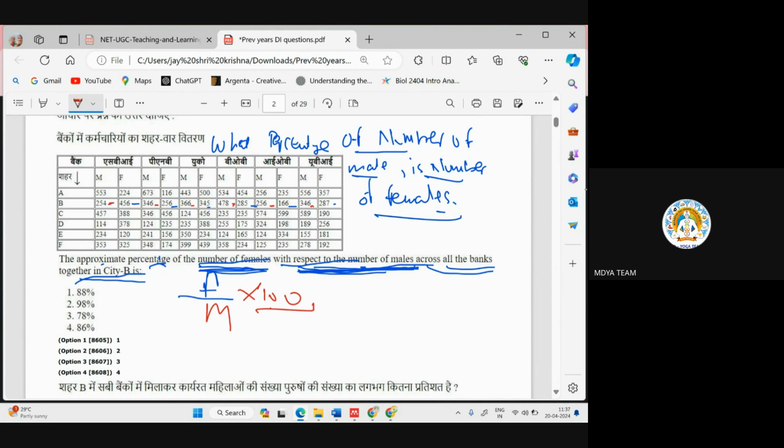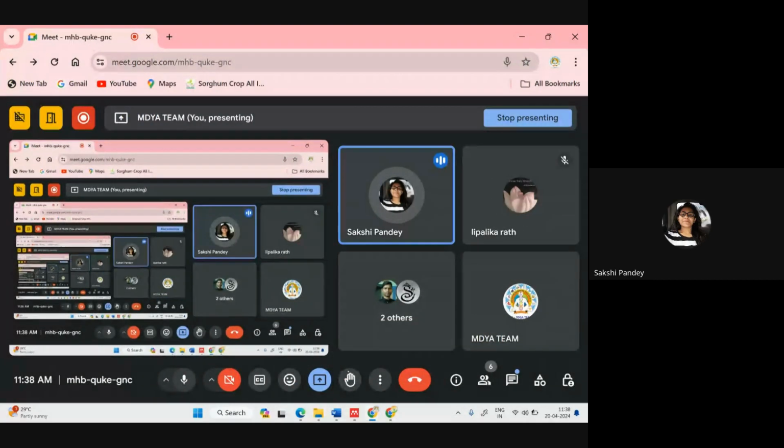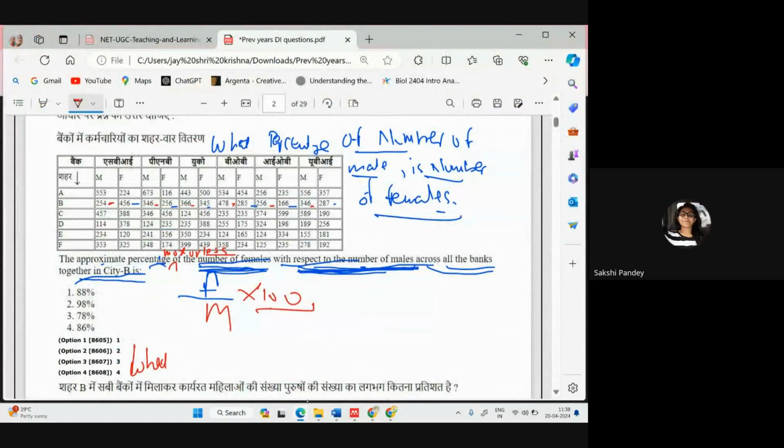Now, if I ask you what percentage more or less, then what will you do? We will find the difference between male and female. Then which formula will you use? Difference upon male into 100. Difference upon the source, here the source is male, right? So yes, we will write difference upon male into 100. Okay, very good. So this is how you can solve this question.